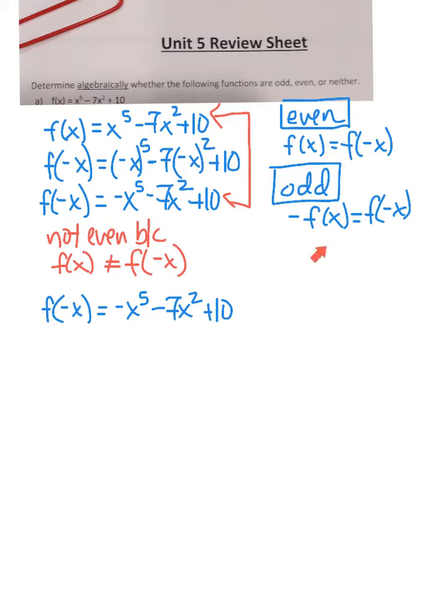Okay, now let's be a little careful here with this rule here. All this is telling you to do is negate your f of x, which is your original function. So go back to your original function, and we're basically going to negate everything. So here's our original function right here, and we're going to negate all those signs. That's really all that is. All right, so negative f of x is going to be negative x to the 5th plus 7x squared minus 10. All right, well, you look at these and you can see that those don't match up either.